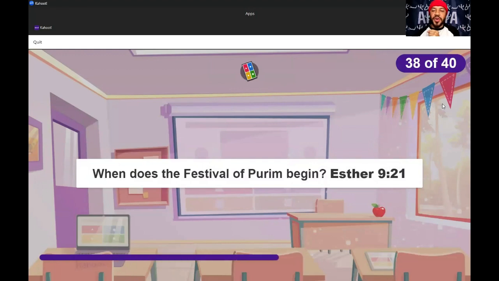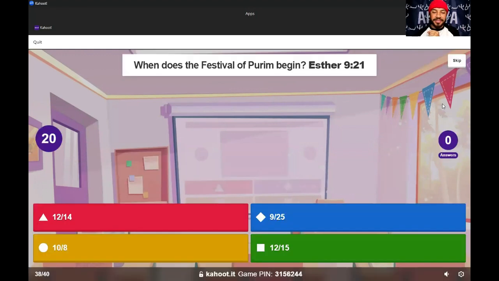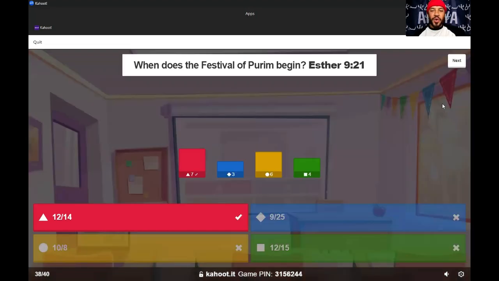When does the festival of Purim begin? Red, 12th month, 14th day. Blue, 9th month, 25th day. Yellow, 10th month, 8th day. Or green, 12th month, 15th day. This is the Hebrew calendar. If you get it mixed up with the Gregorian, then I can't help you. When does it begin? Woo!